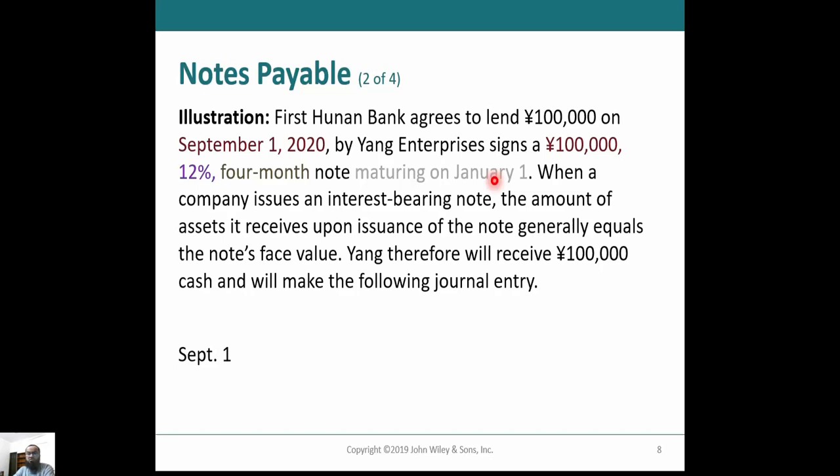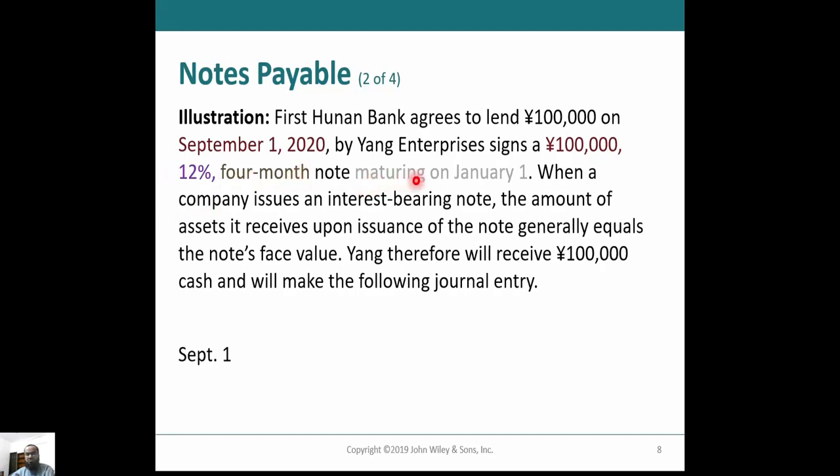First Human Bank agrees to lend 100,000 yuans on September 1, 2020 to Young Enterprises, who signs a 100,000 yuans 12% 4-month note maturing on 1st January. So some fields are highlighted. You can see the very important is the date of the transaction, which is September 1. The amount of the loan by virtue of notes payable is 100,000 yuans. 12% is the interest rate, 4 months is the maturity period.